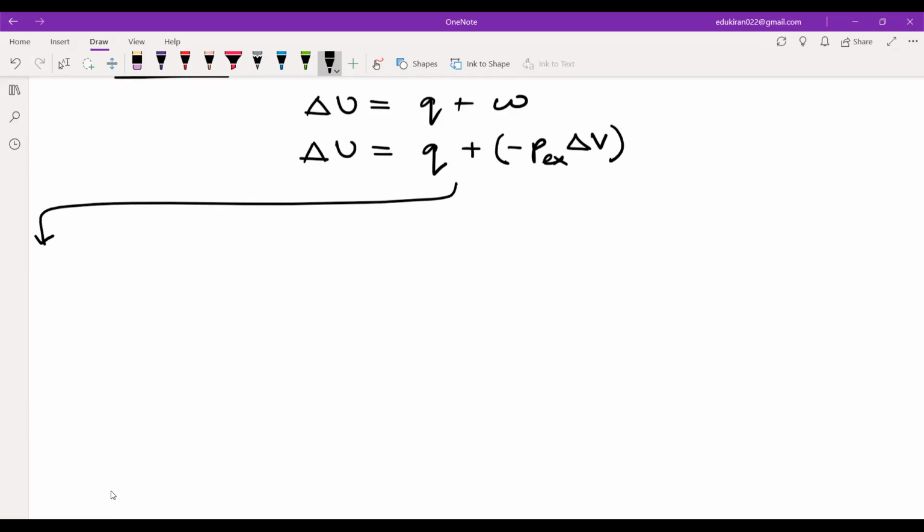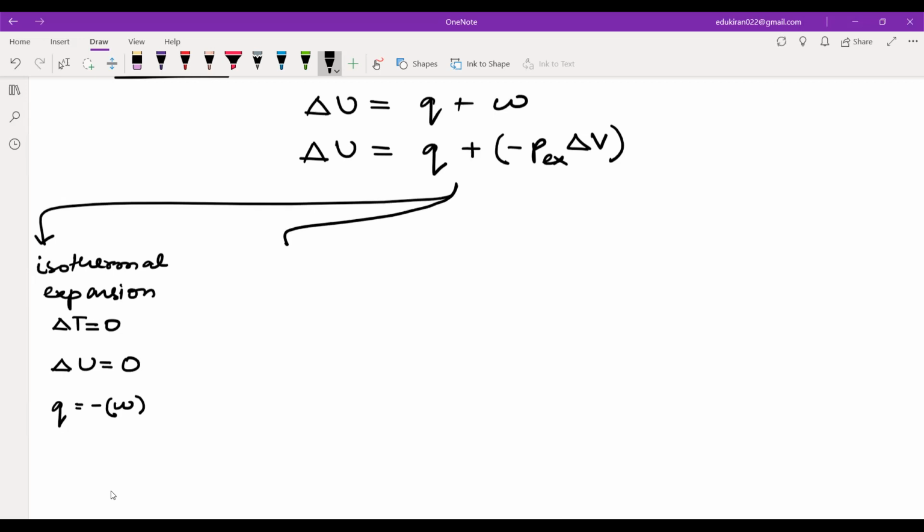So if you have isothermal expansion, what is going to happen? The temperature is going to be constant. In this case, all the heat given to the system is converted to work done by the system, and that is why delta U is equal to 0, and Q is equal to minus of the work that is done.